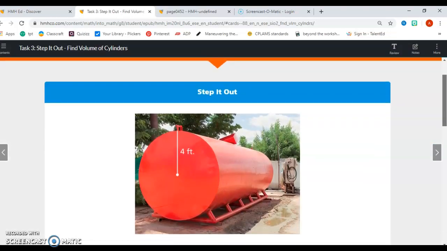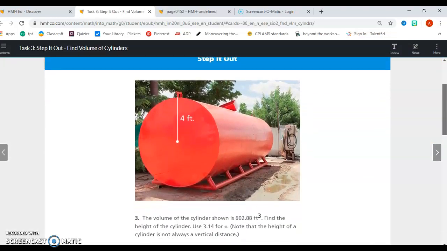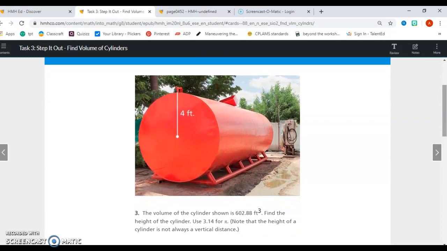Last but not least, task number 3. Task number 3, they've given us the volume of a cylinder of this huge container right here is 602.88 feet cubed, right down here. They've given us the volume, 602.88 feet cubed, and they want us to find the height. They want us to find the height. I think we're going to have to work our formula backwards.